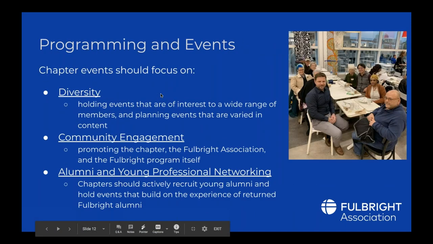So now we'll focus a little bit on events. This is from the State Department as well as from our office. We want the chapter events to focus on diversity. So events that are of a wide range of interest to different members and that are varied in content. We hope that not every single event that you hold is a happy hour, that maybe you're holding a Fulbright forum, so it's an opportunity for people to learn, or you're doing a hike or something outside. We hope that the events are different so that you can engage as many people as possible.